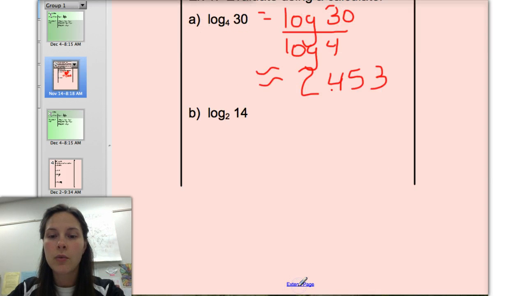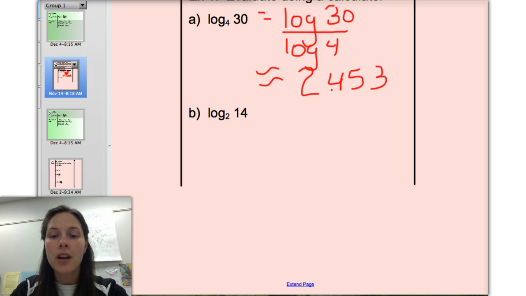So now we're going to see how it works using the natural log. You will get the exact same answer if you want to go back and check this on part A. If you want to go back and do natural log of 30 divided by natural log of 4, you will get the exact same answer. Remember, this formula works to change it to any base. And the natural log is simply a log base e.